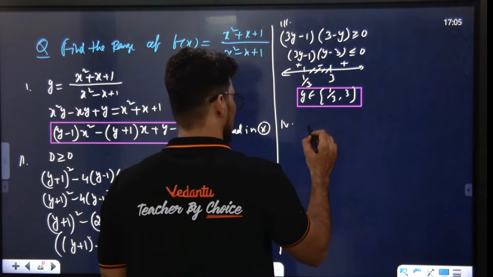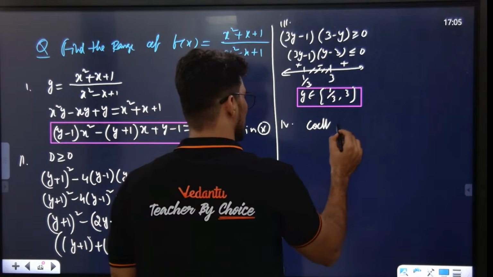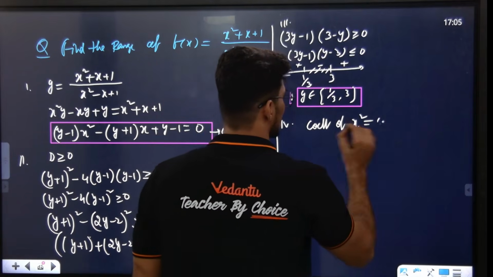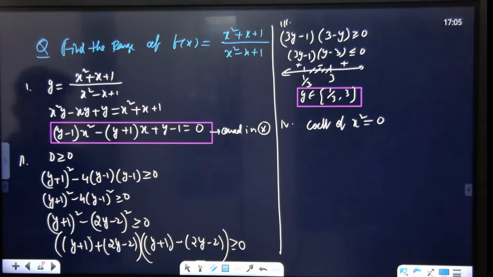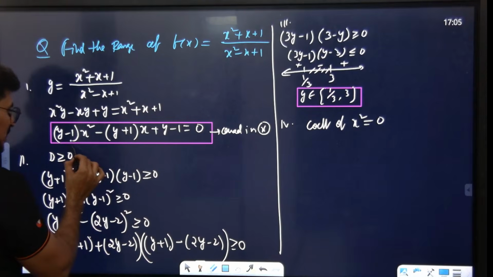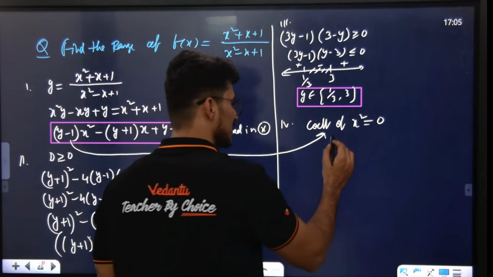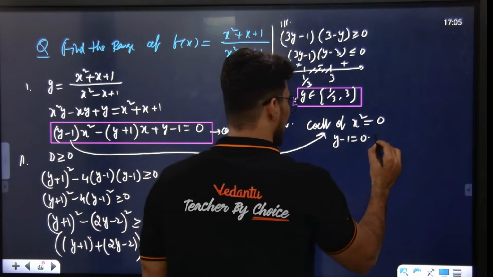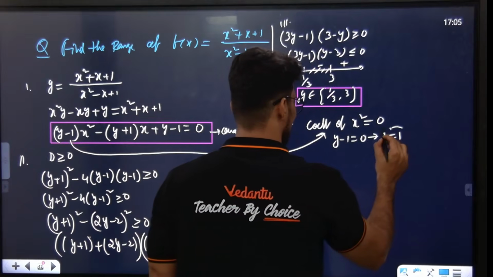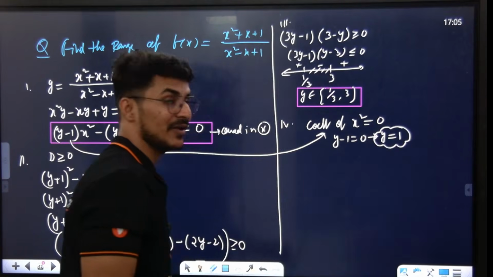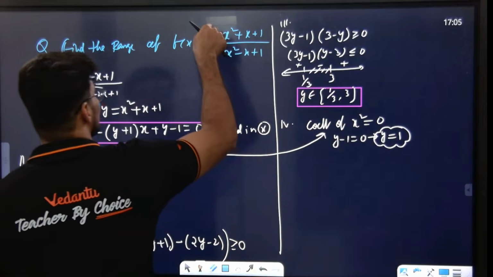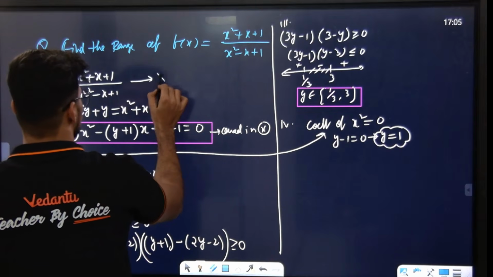So put coefficient of x square is equal to 0 panna. Look at the board, coefficient of x square. So y minus 1 is equal to 0 panna, we will be getting y is equal to 1. Super sir. If y is equal to 1, where you need to put? You put it back in the question, star equation.